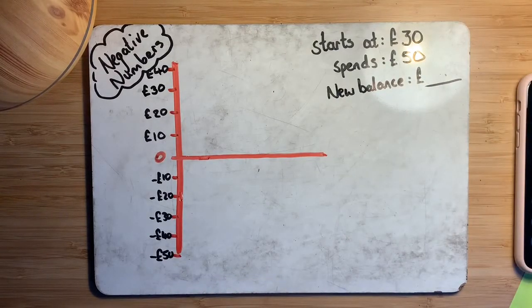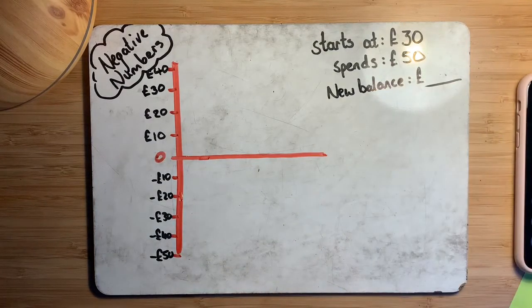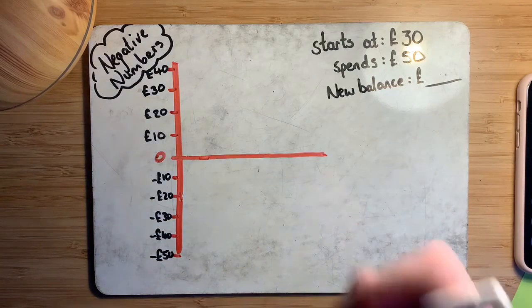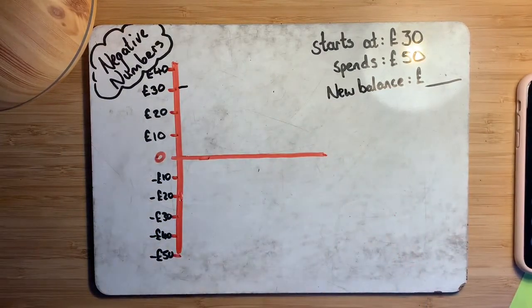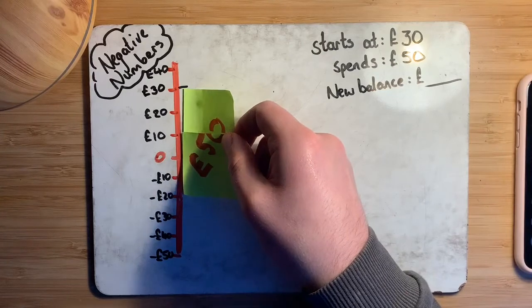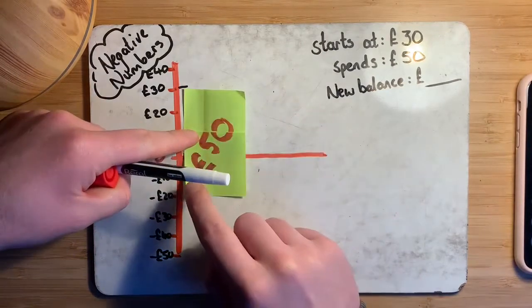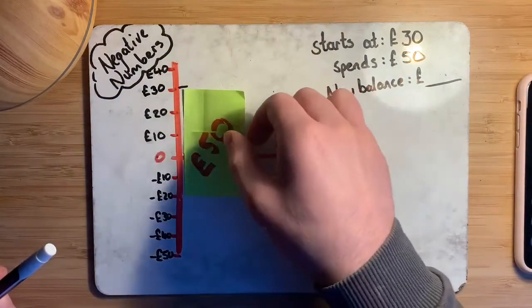So first thing we're going to do is have a look at this wee problem that I've made up again. Someone starts at £30, they spend £50, what do they end up at? Here's our £30 on this bit here. Anything below the 0, remember, is overdraft. So if they started there and I took a big £50, here's my big £50, and I put it there, you'll see that we go away down to the minus 20 there, so a big chunk comes off there.